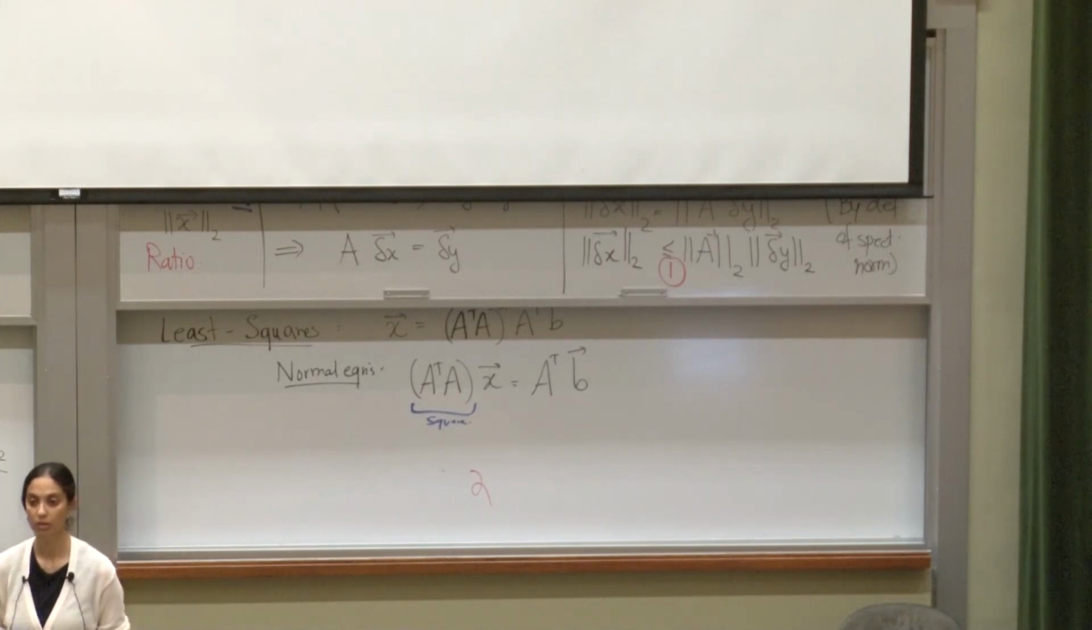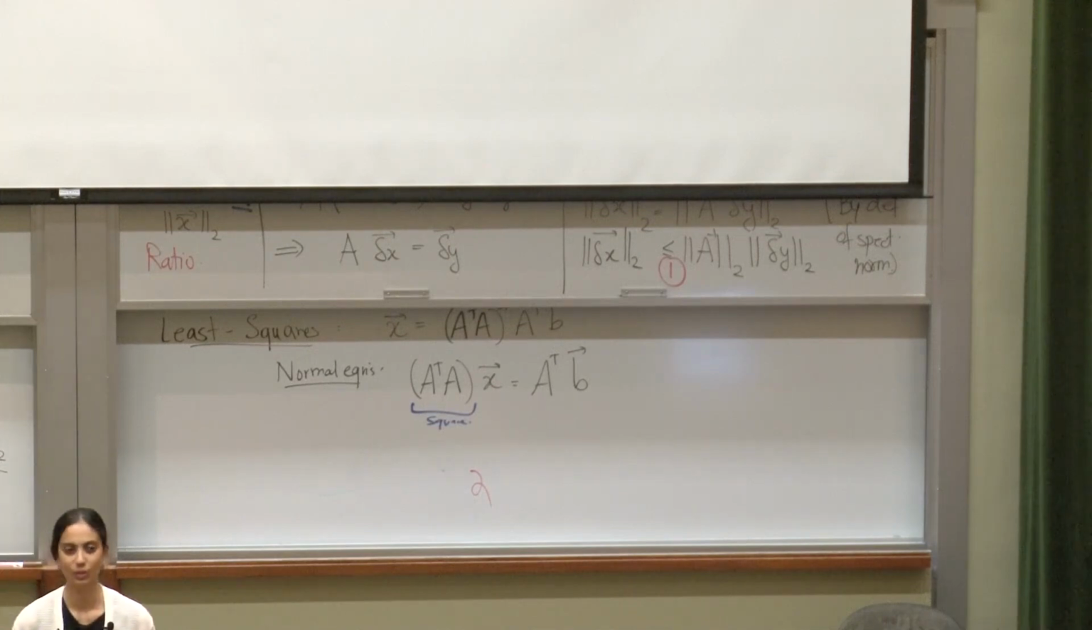Yes, question? Is there any relation between the condition number of A and the condition number of A transpose A? Yes, small homework problem, basically, because what is the relationship between the singular values of A transpose A and A? You'll do it out. It'll take a few calculations, but yes, good question. Other questions? Everyone with me?